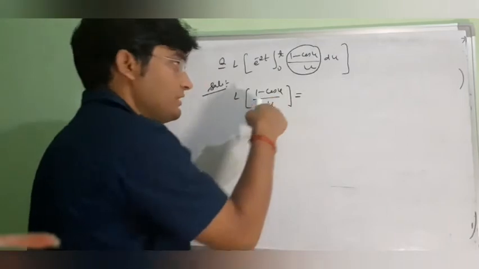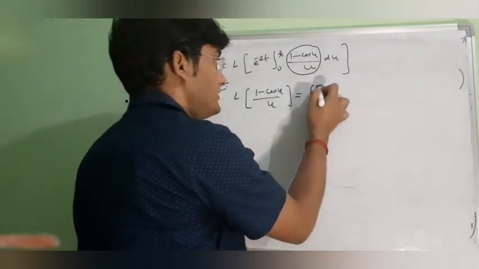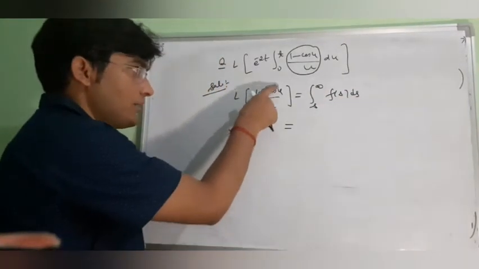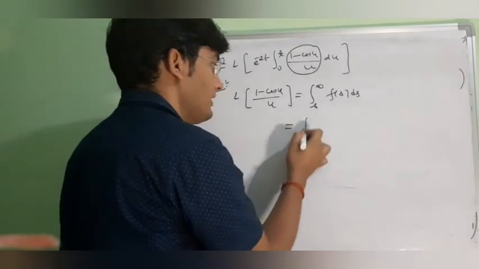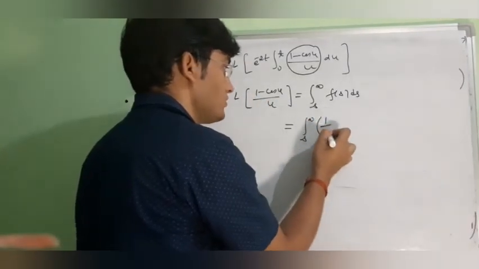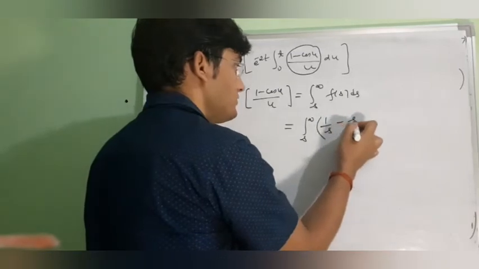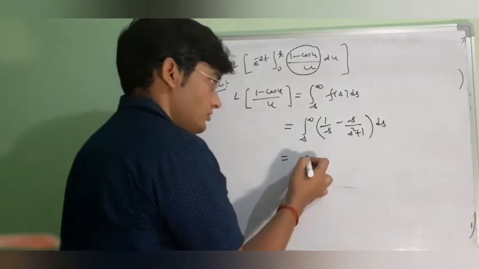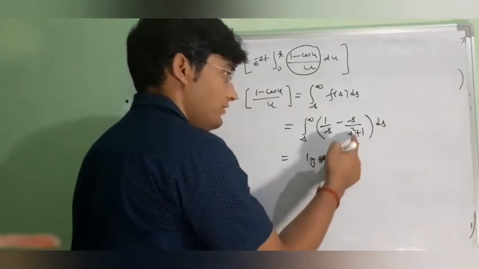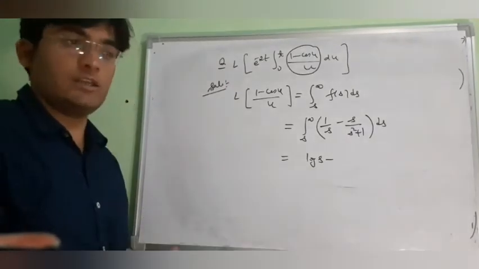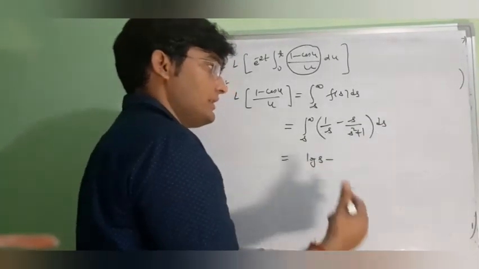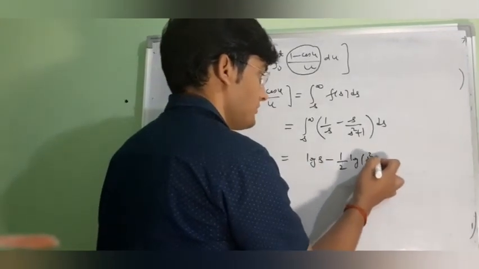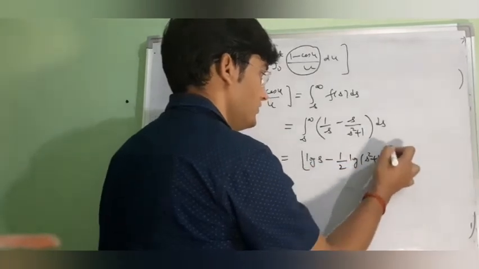Now the Laplace of f(t) upon t is equal to integral s to infinity f(s) ds, where f(s) stands for the Laplace of the numerator. And the Laplace of the numerator means the Laplace of 1, which is given by 1 upon s. The Laplace of cos u means s upon s square plus 1. So integration of 1 by s will be your log s, and here if you assume s square plus 1 as t, then 2s ds will be dt, and so s ds will be dt by 2. So this is your 1 half log (s square plus 1), and then the limits from s to infinity.